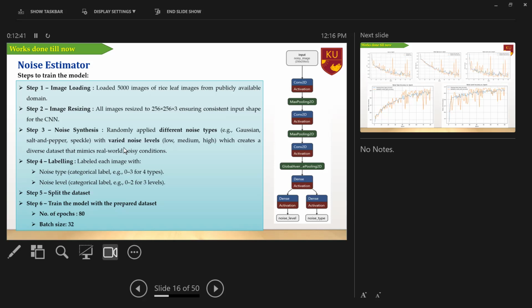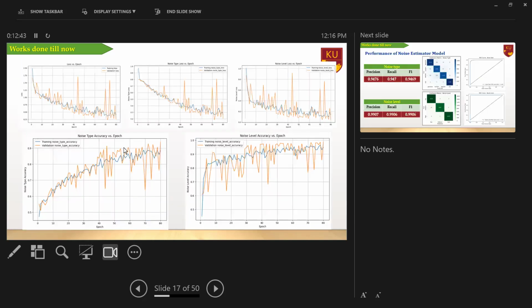So this is the actual model structure. These are the training data. As we can see, as the epoch increases, the loss decreases. This is the noise type loss, the noise level loss, and these two are accuracy. We can see that the noise type accuracy and noise level accuracy increase as the number of epochs increases.